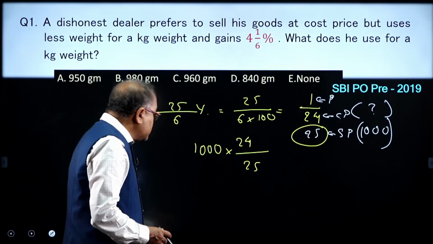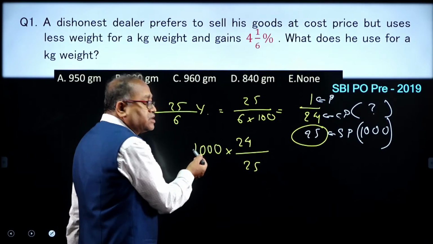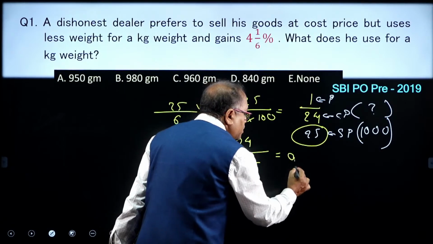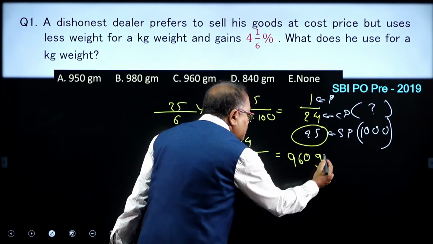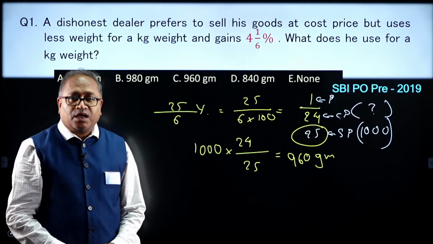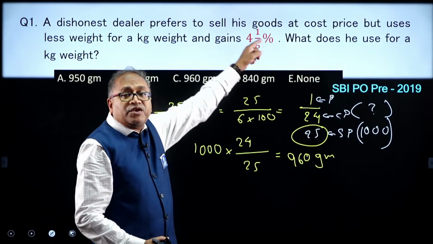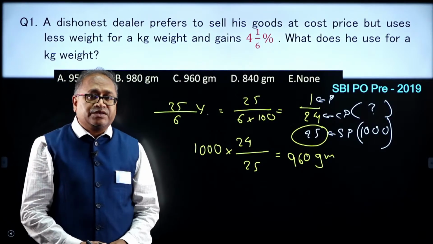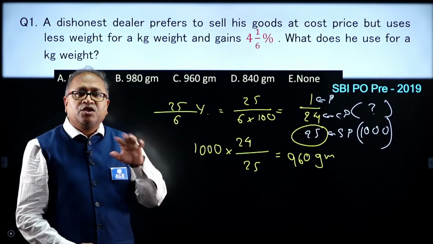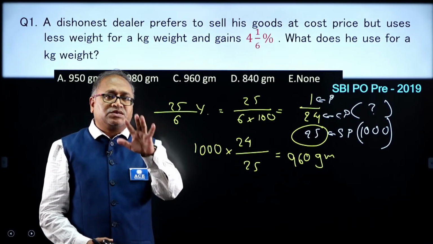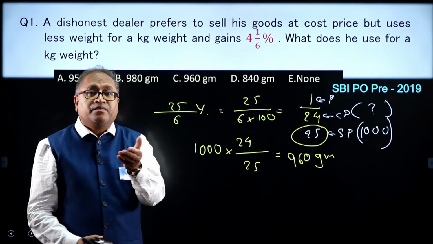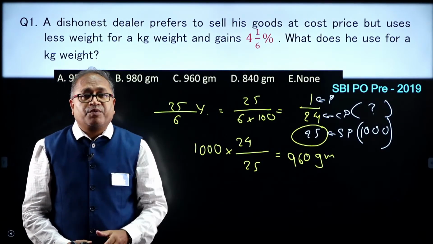From here onwards, I am sure everyone knows that this gets cancelled 40 times, 24 into 4 comes to 96. So, 960 grams he uses for every 1000 grams, and therefore, he is making a profit of 1 by 6%. Is this the only question or only exam it comes? No, I have picked up 4 questions in which there is cheating and making a profit.